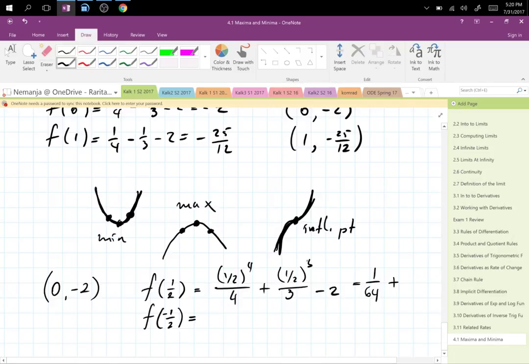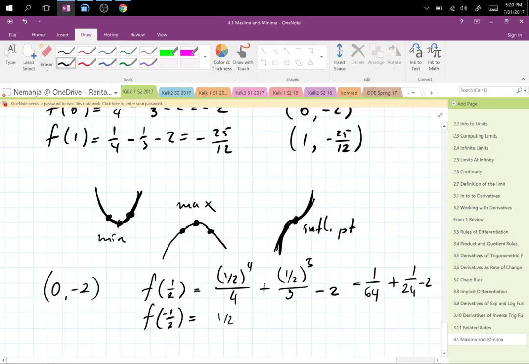Plus 1/8 times 3, 1/24, minus 2. It's not impacted. So that's the value. Now let's check the other one out.